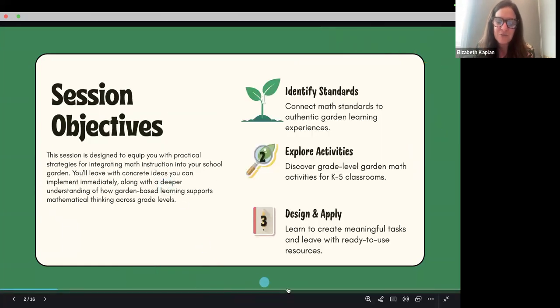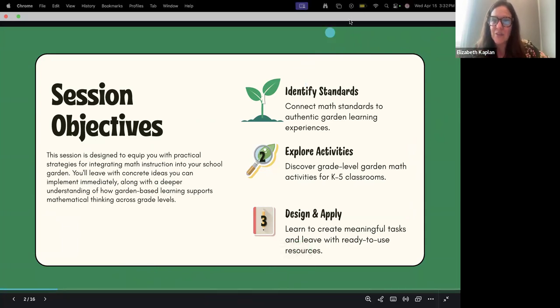Our objectives for today are designed to hopefully equip you with practical strategies for integrating math instruction into your school garden. I hope you will leave with some strategies and ideas that you can implement immediately, along with a deeper understanding of how garden-based learning supports math.